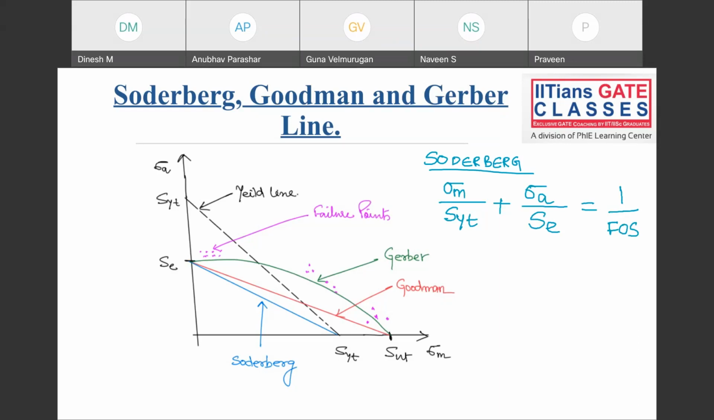Similarly, I think now you should be able to write the Goodman line yourself. What is the equation of the Goodman line? Sigma mean, which is along the x-axis, divided by the point of intersection, that is SUT, plus sigma amplitude divided by SE. So it is constant for all: sigma amplitude will always be divided by SE. Equal to 1 by factor of safety.